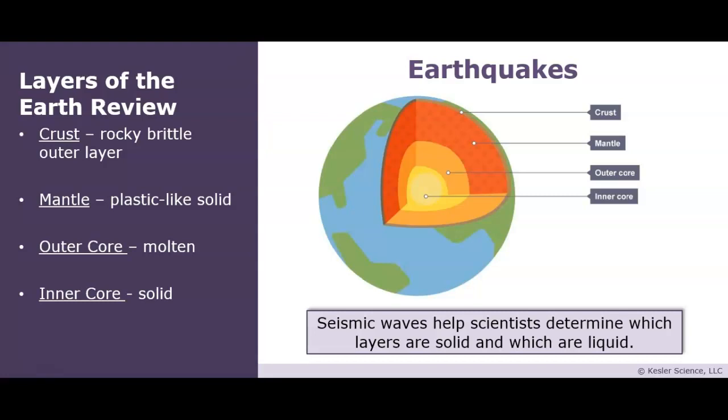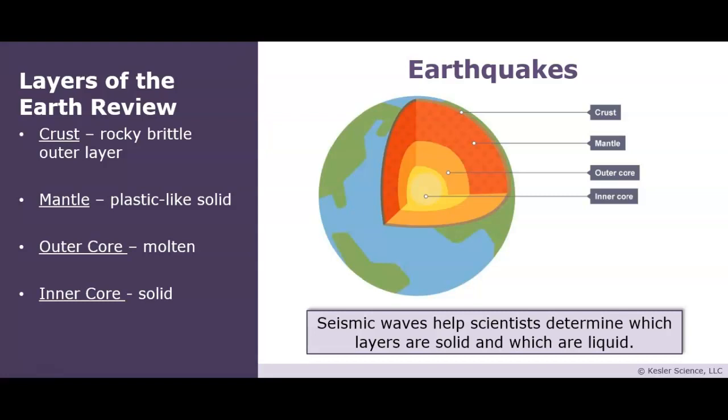All right, we're going to start with a review. You just had a test over this not too long ago. This diagram was even used in the test that you took the other day. So we have the crust, which of course is the outer layer of the earth. It is rocky, it is brittle because it is hard and relatively dry, except obviously under the oceans, but it is hard, and so it is quite brittle compared to the mantle, which is much more plastic-like.